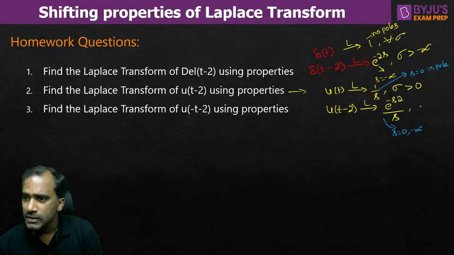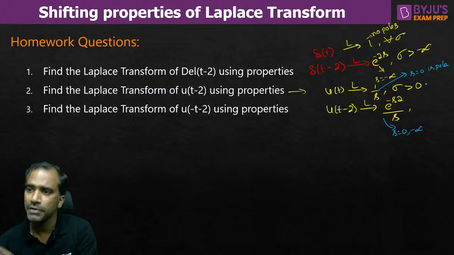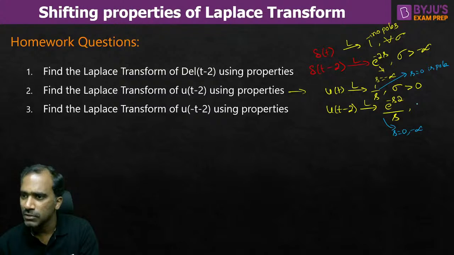Now, sigma greater than 0. In this ROC, is this pole part of it? Is this pole part of this ROC? No, right? Sigma greater than 0 means values from 0 to infinity. It does not include this. So will the ROC change?